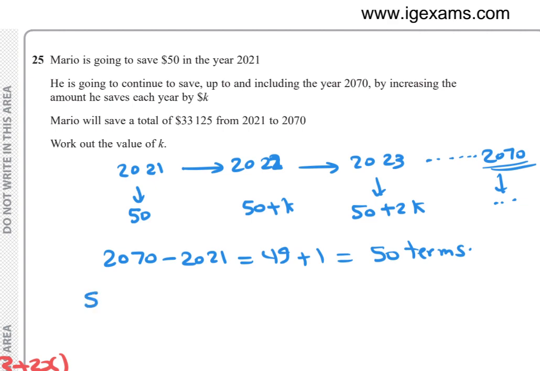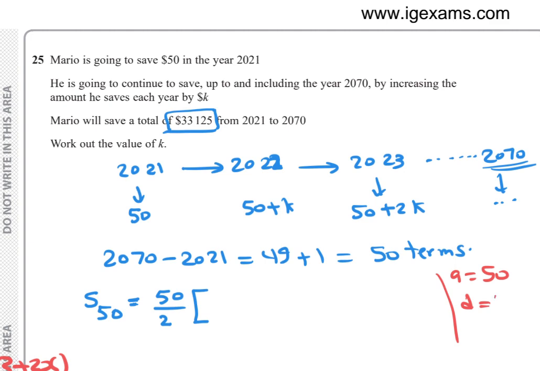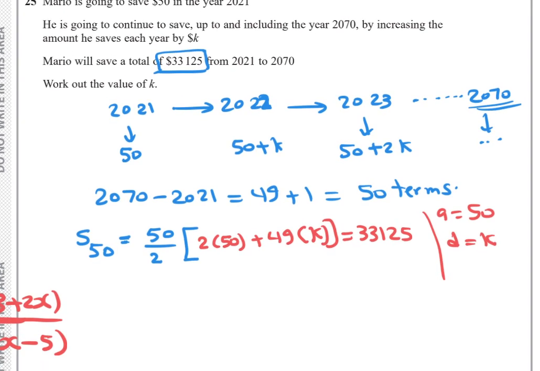So I need S50. S50 is given to you, which is 33,125. S50 equals 50 over 2 into 2a plus n minus 1 times d. The first term a is 50, and the common difference is k. So 2 times 50, plus n minus 1, which is 49, times d, which is k. This equals 33,125.